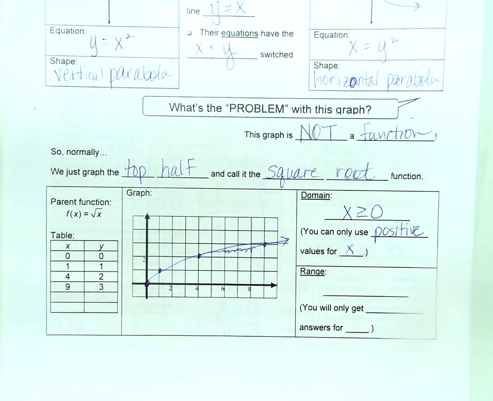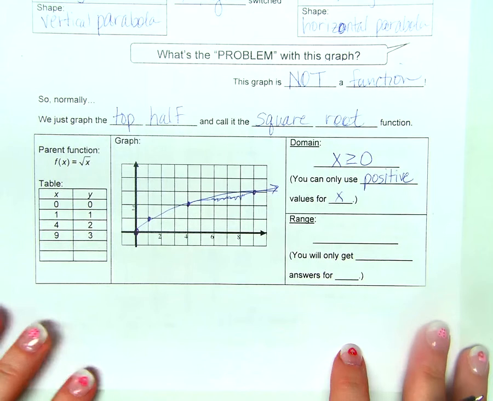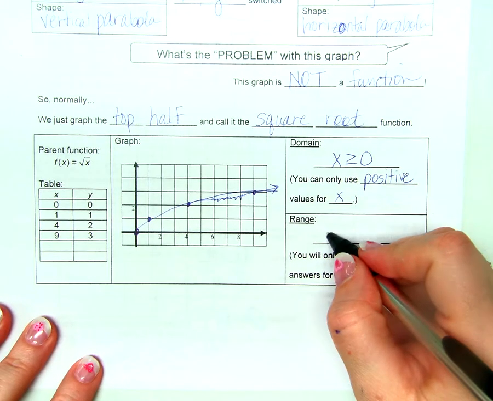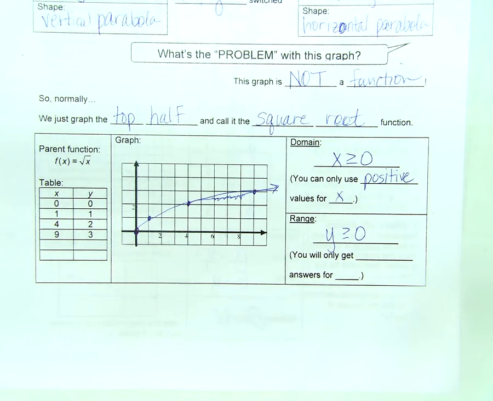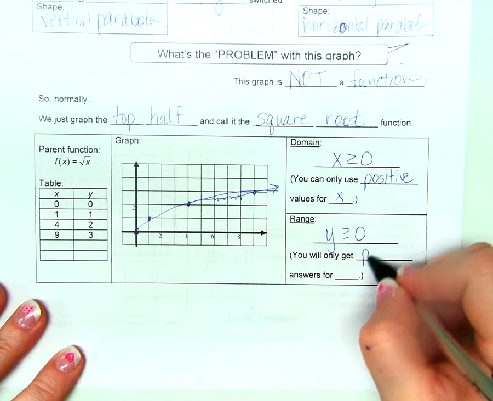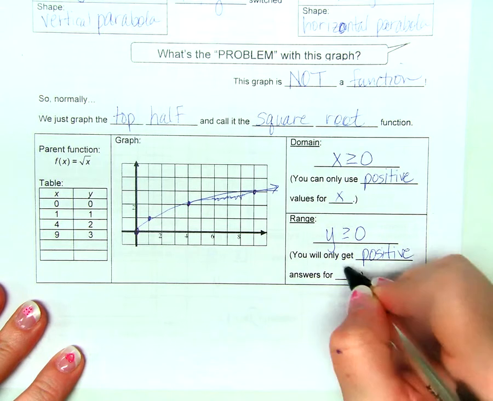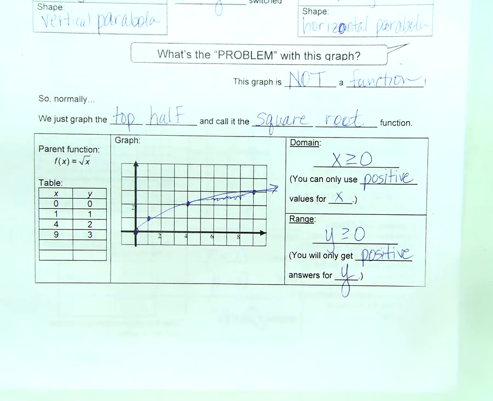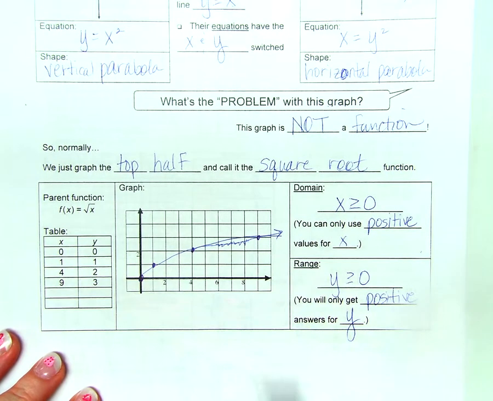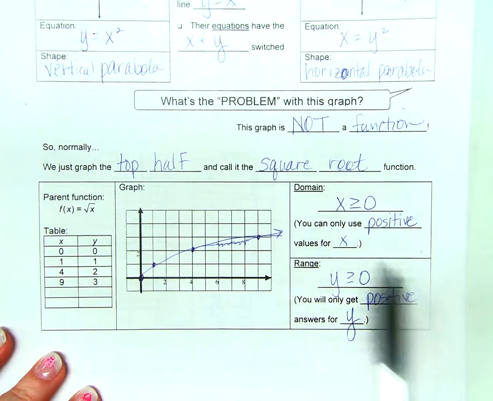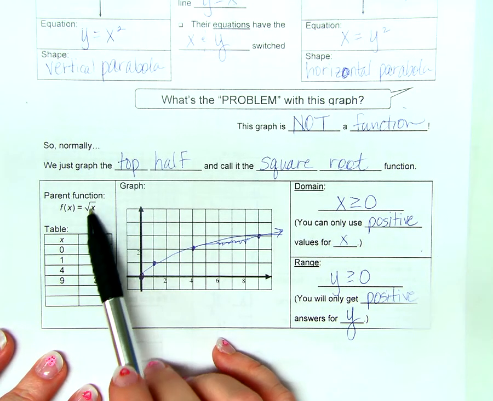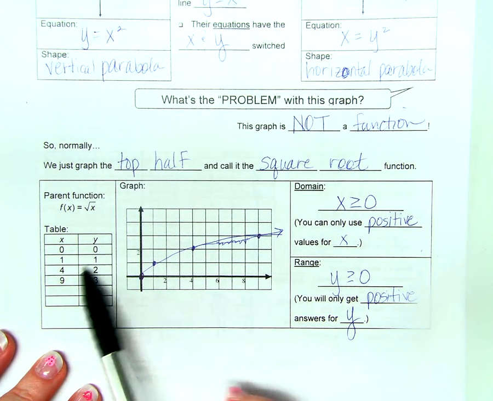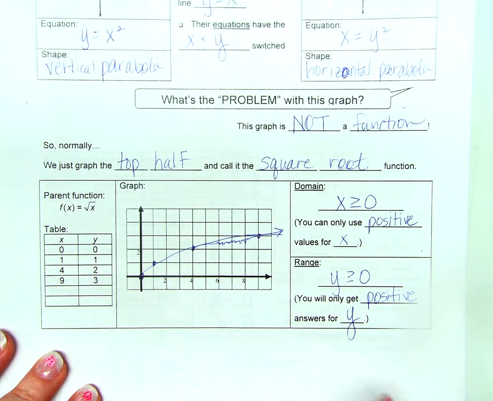Well, if that's true, then what is the range? Y is greater than or equal to 0. Very good. Because you will only get positive values. Okay? This is a pretty important page for us, especially this part right here, because aren't we really talking about the parent function of the square root function? This tells you the domain and range, the graph, and what the table looks like.